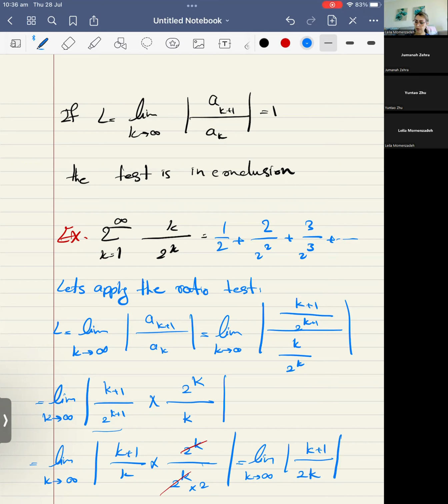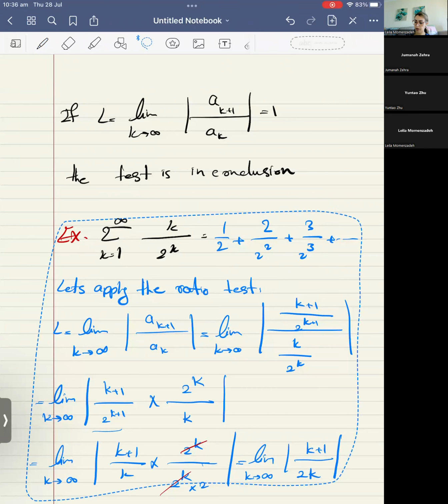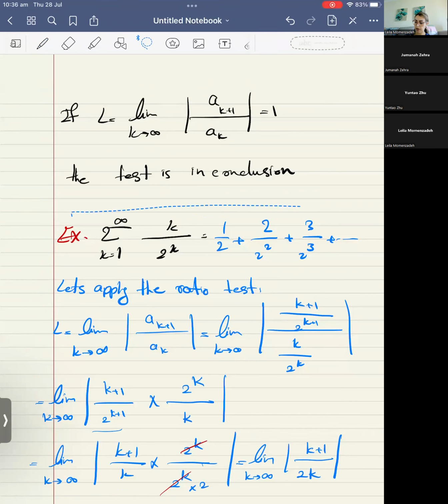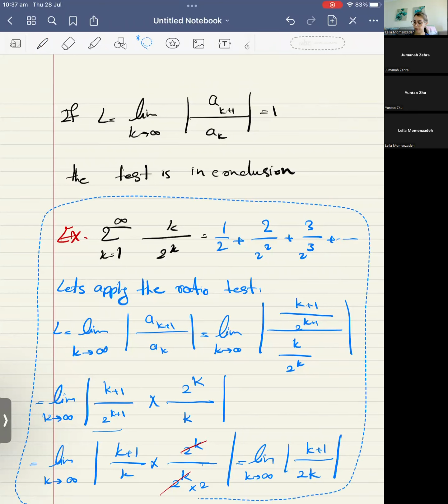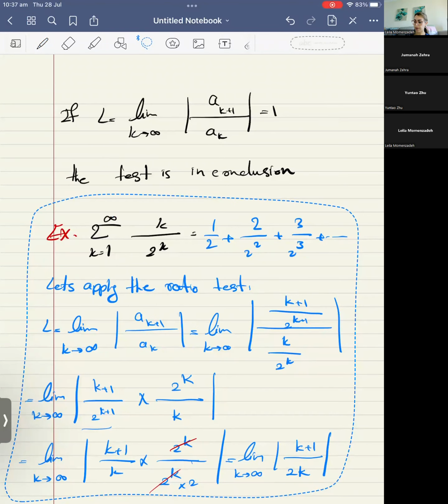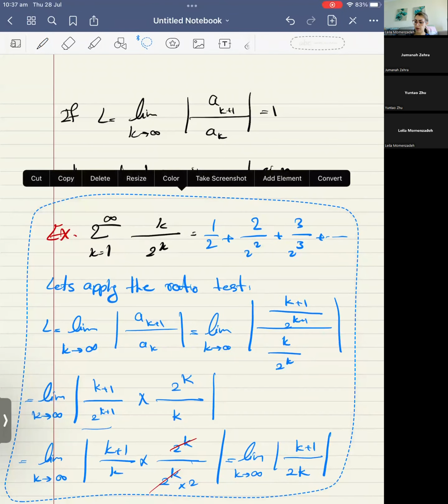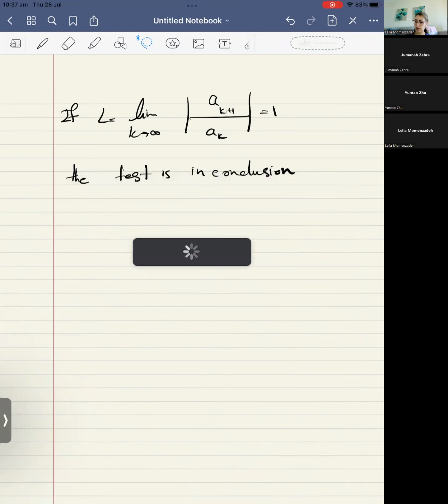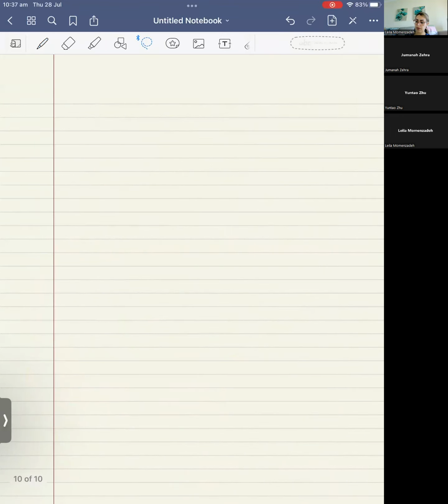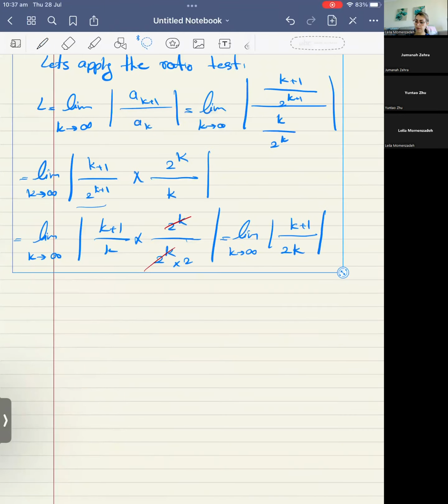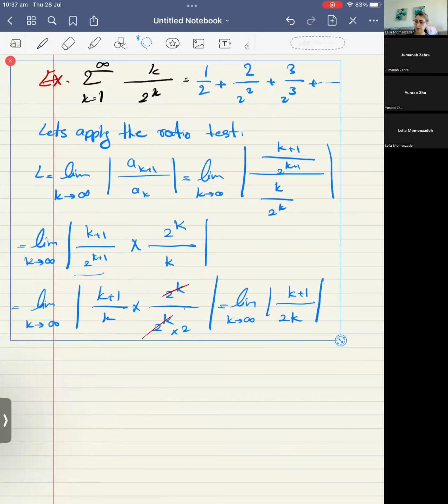Now, if I let me copy this one, go to other page. Oh my God. Okay. If I cut it here and put it here. Okay.